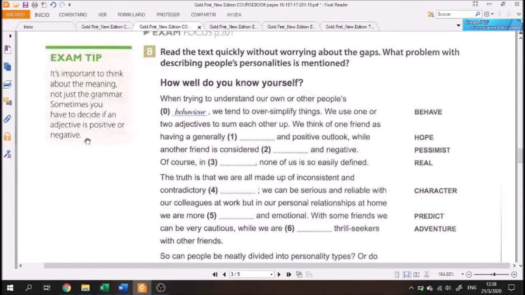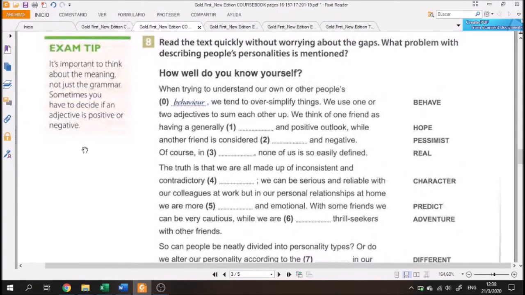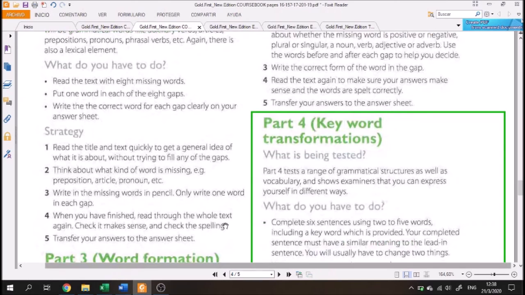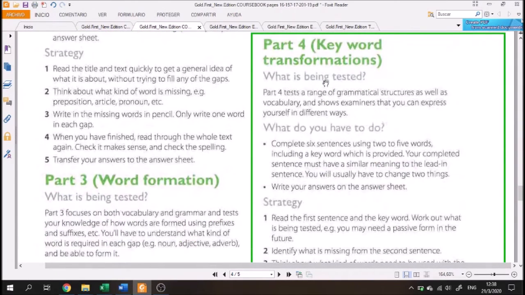Before doing this activity, I want to read with you this strategy. Okay, for that, I am going to go to page 201 on your course books. Yes, it's right here. In the PDF file that you downloaded, it's right there. That is page number 4 in the PDF file. And let's read it together so we can discuss.